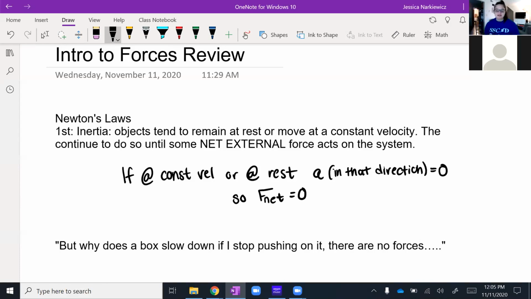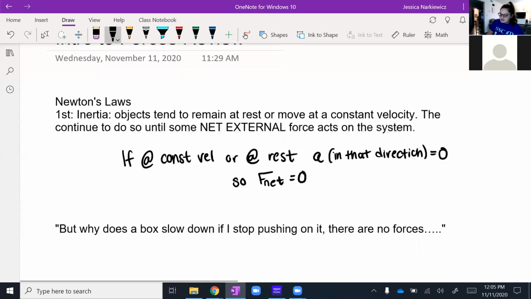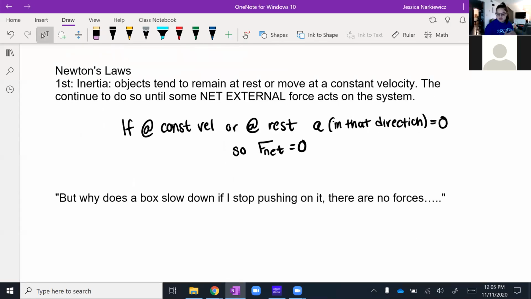Basically, if an object is at rest or if it's at a constant velocity, then the net force has to be 0. Okay? So a common misconception is students will say, but why does a block or a box slow down if I stop pushing on it? There are no forces. So the tricky thing here is to remember that just because you stopped pushing on the object doesn't mean that there's no forces acting on the object.